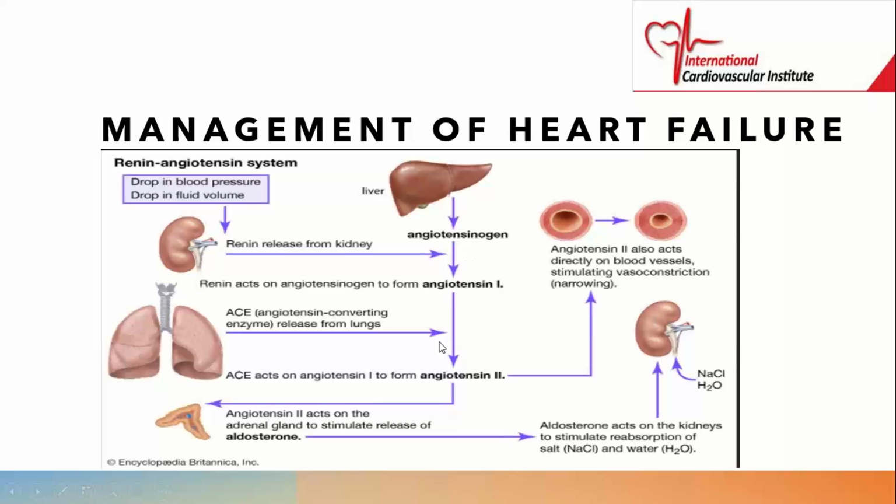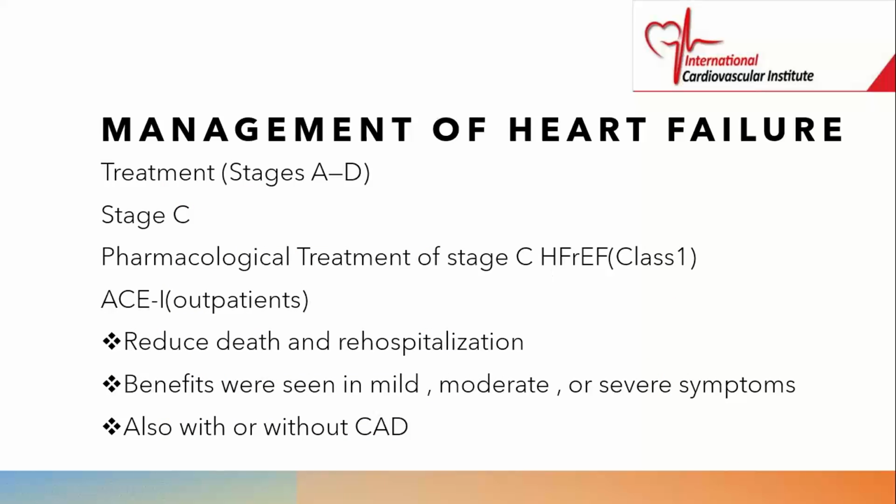When we give an ACE inhibitor, it blocks this step right here. It prevents the conversion of angiotensin 1 to angiotensin 2. So therefore, the vasoconstrictive effects of angiotensin 2 will not be realized because you're going to block the synthesis of angiotensin 2. Okay? So that is what ACE inhibitors do.